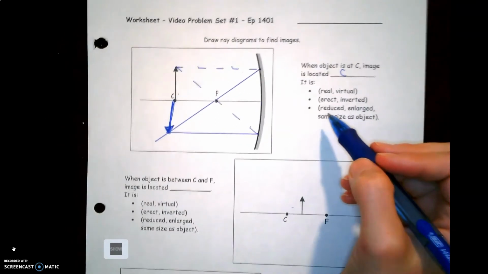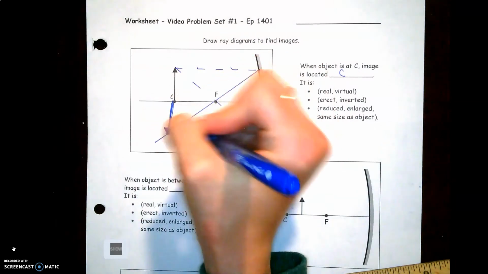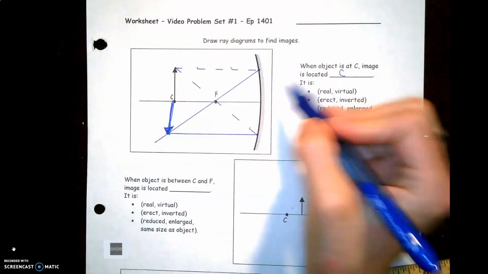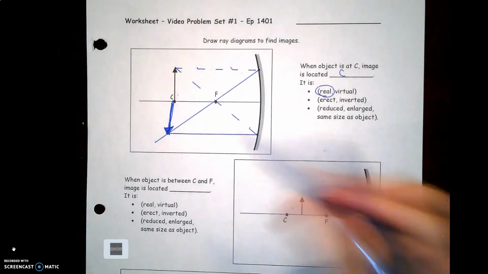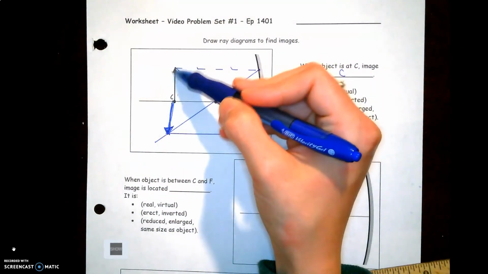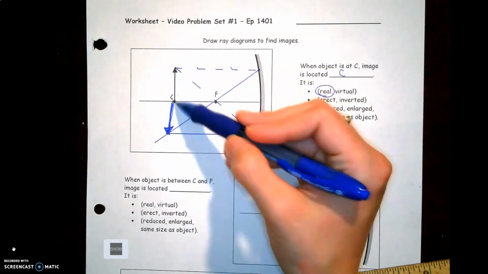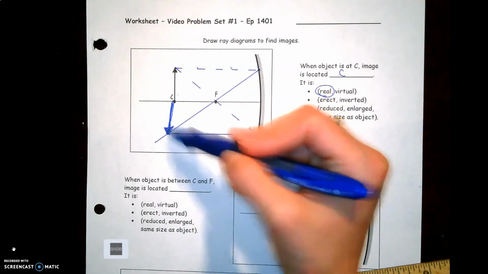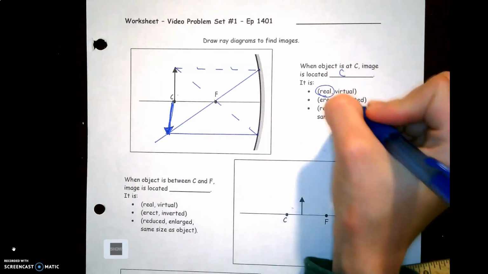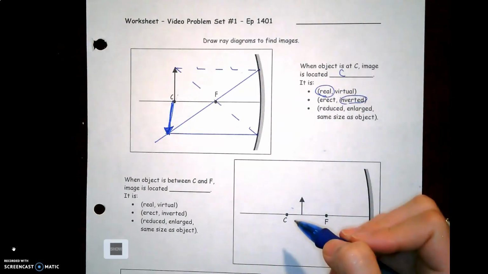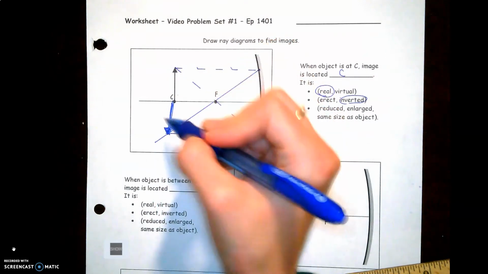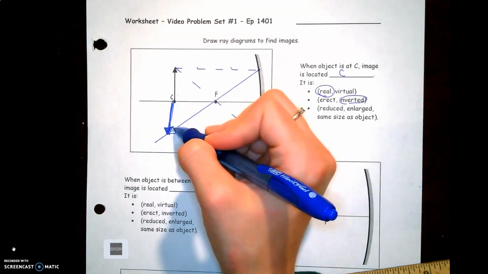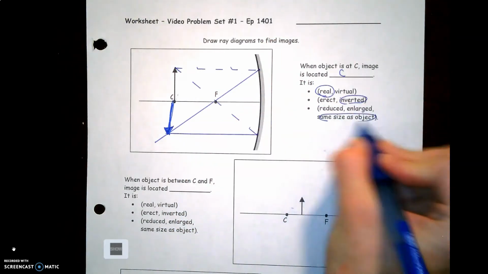Is it real or virtual? Again, anything on this side of the mirror is considered real. Anything behind the mirror is virtual, so we consider that real. The arrow is pointed up in the original image, but now the arrow is pointed down. So it's going to appear upside down. So we call that inverted. And then looking at the size, this is the size we started with, and this is what the image would look like. And we would say that is the same size. So the object size did not change.